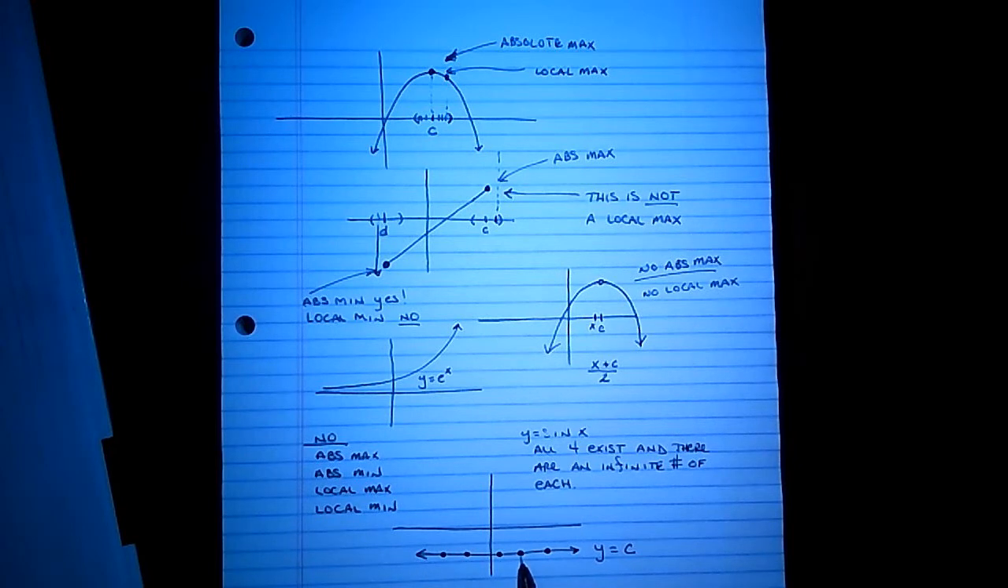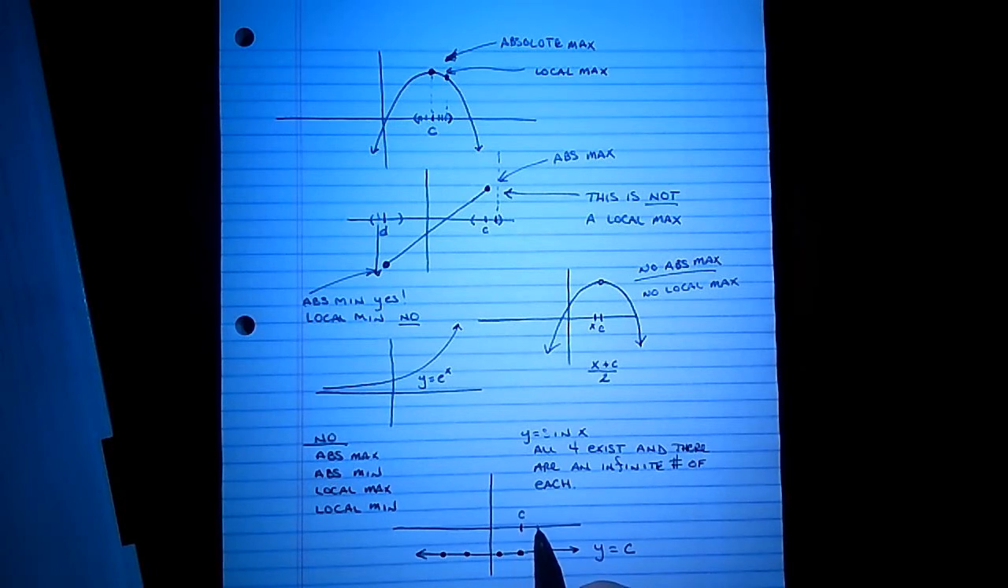This y value is less than or equal to all the y values. This y value is also less than or equal to all the y values. So every y value on this line is an absolute min. And if we extend it, every y value is a local min, and every y value is a local max, because I can put an open interval around here.